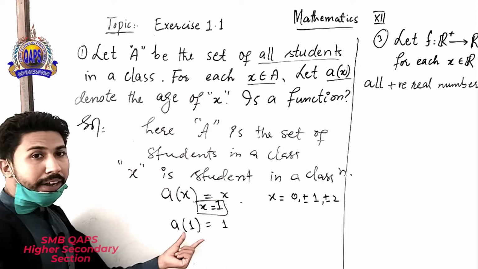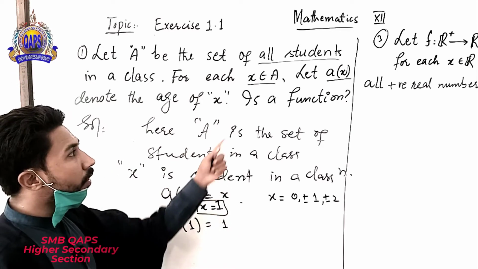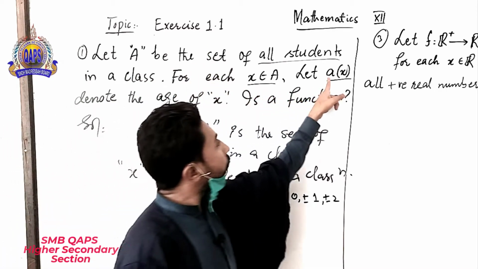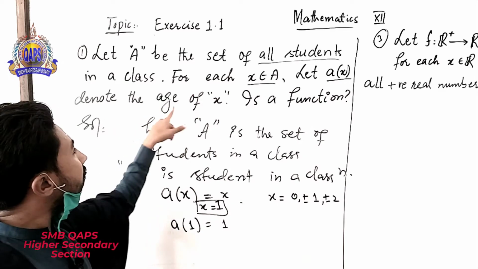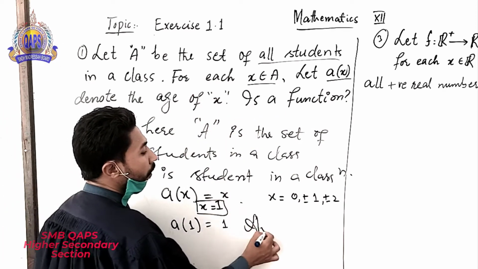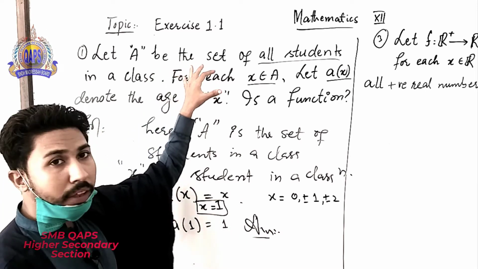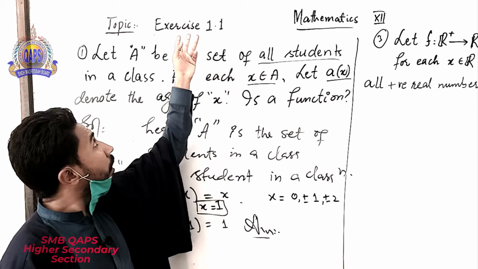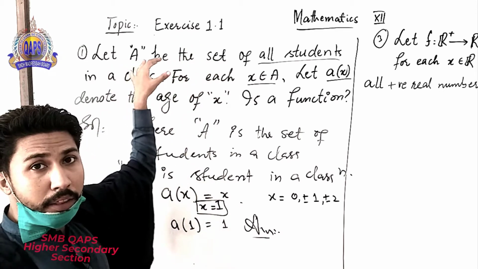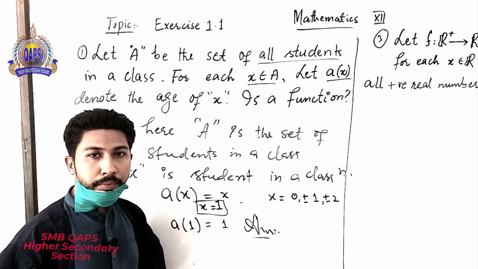So each input contains a unique output. In this situation we can say that this problem represents a function. So here A of x, denoting the age of x, is a function. So that's our answer. Now the second problem in exercise 1.1 is the same as regards this question, so you can solve it easily by yourself.